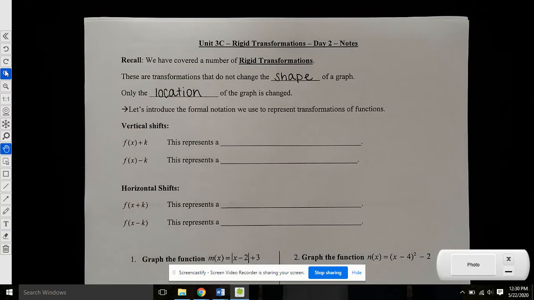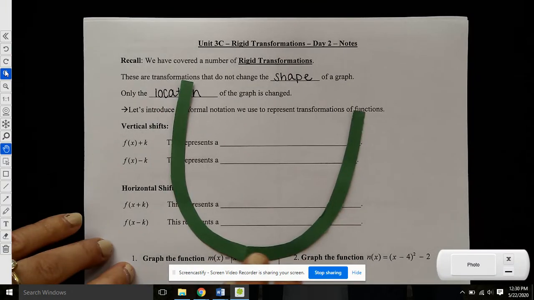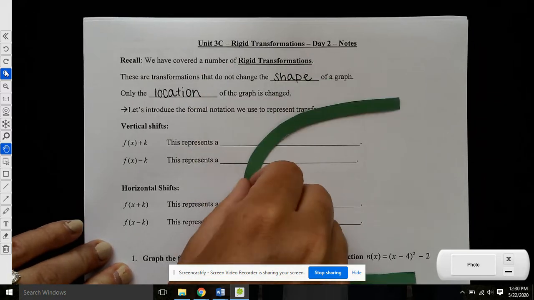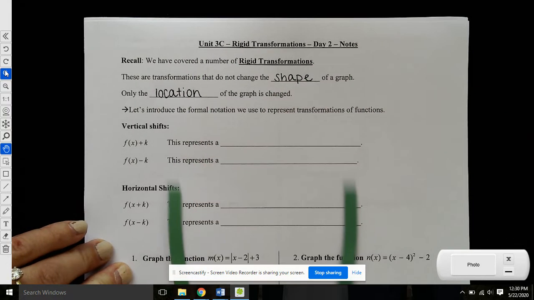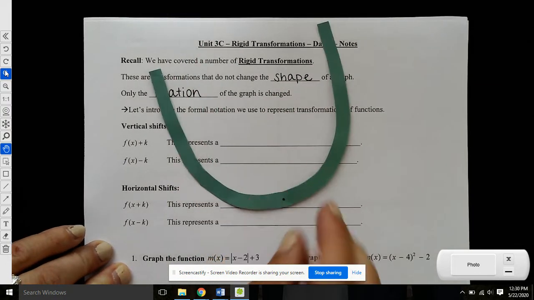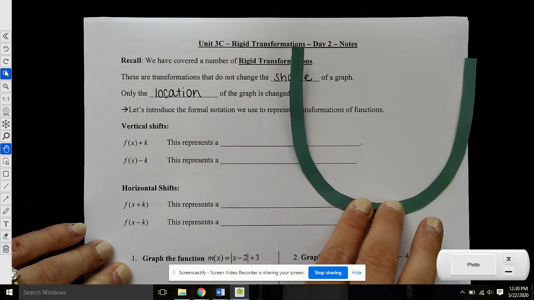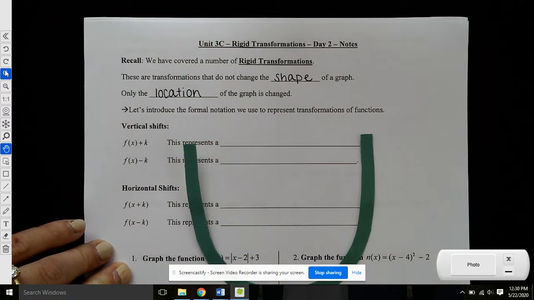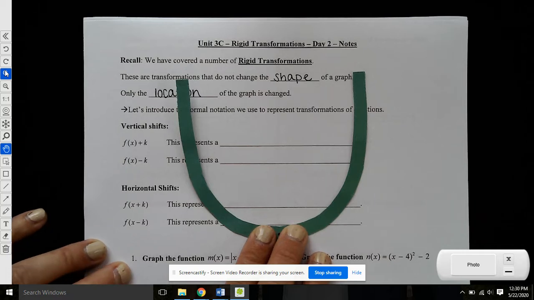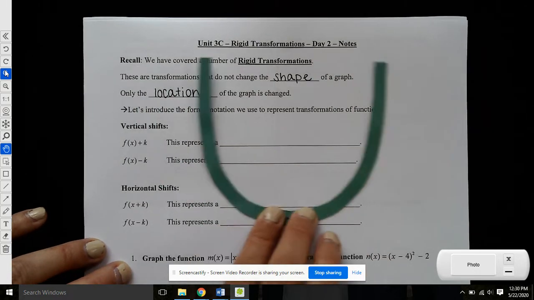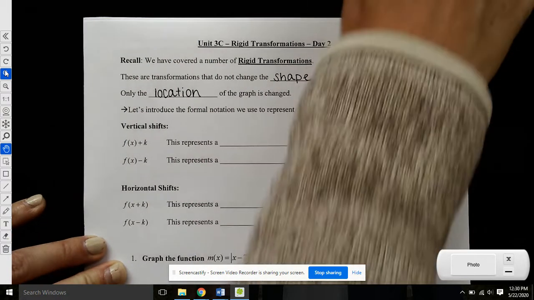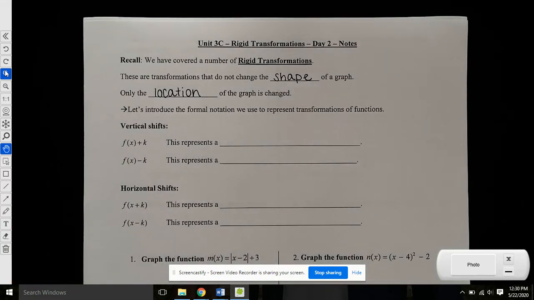Now you've seen this function before, but in the past, I took something like this and I rotated it, I flipped it around, I moved it left, right, up, down. Notice I'm not doing anything to the function, it's just moving around. So that's what these rigid transformations are going to do.